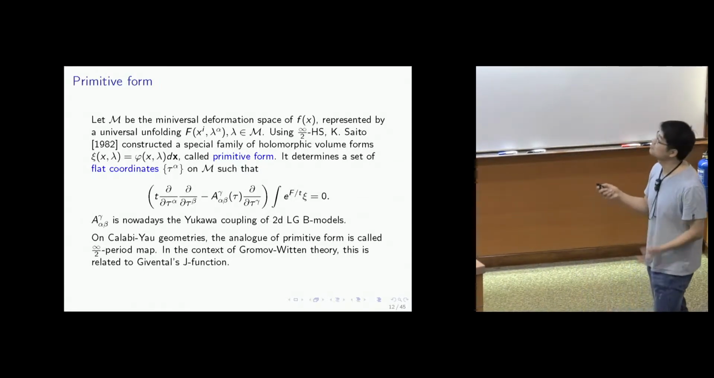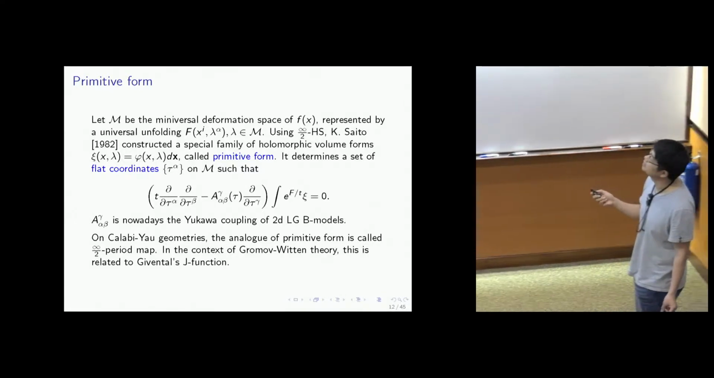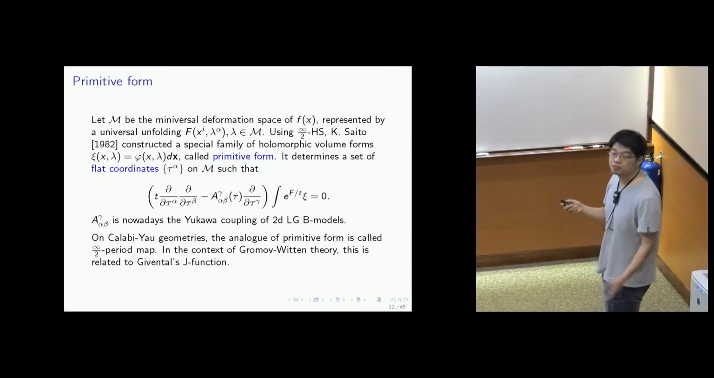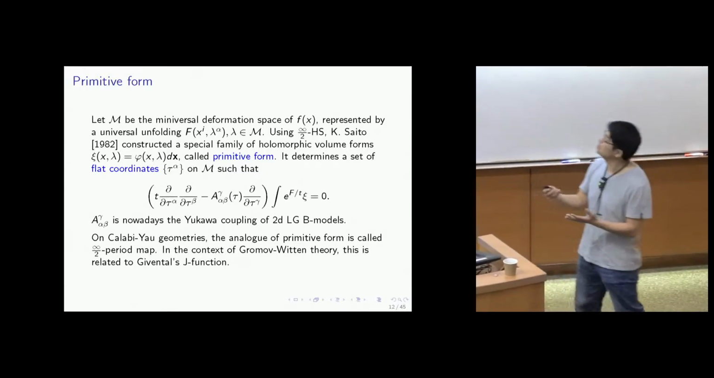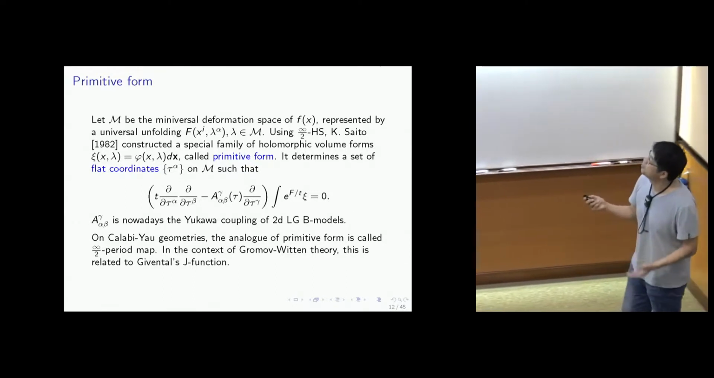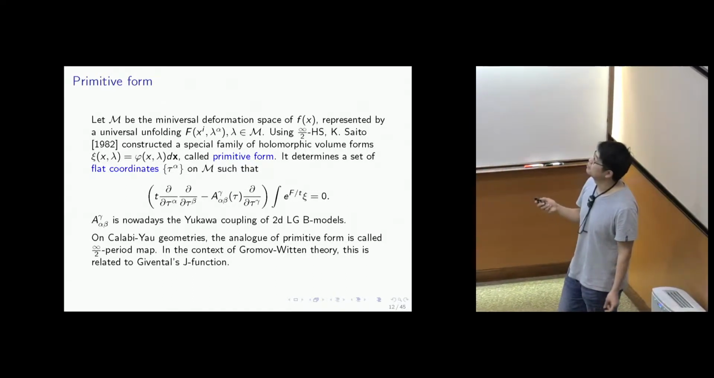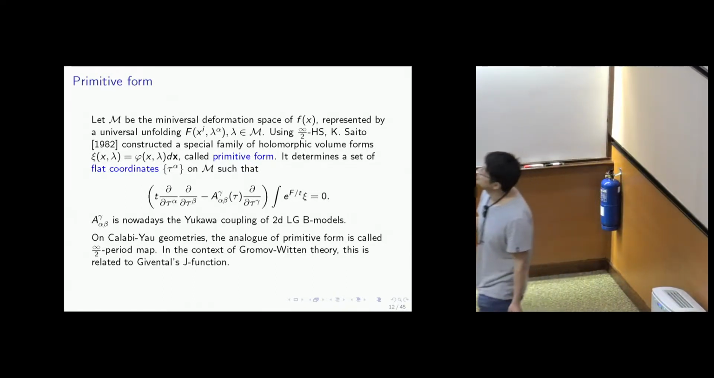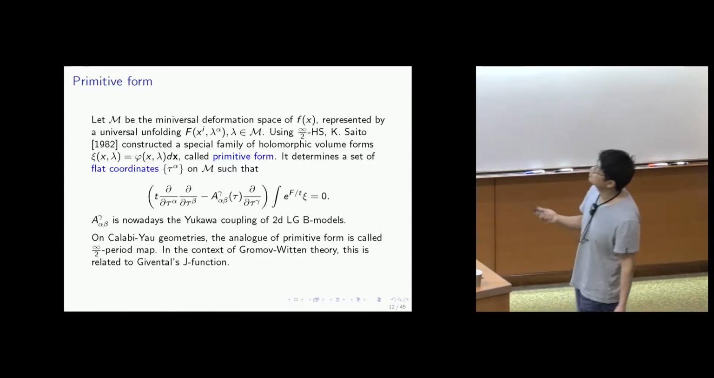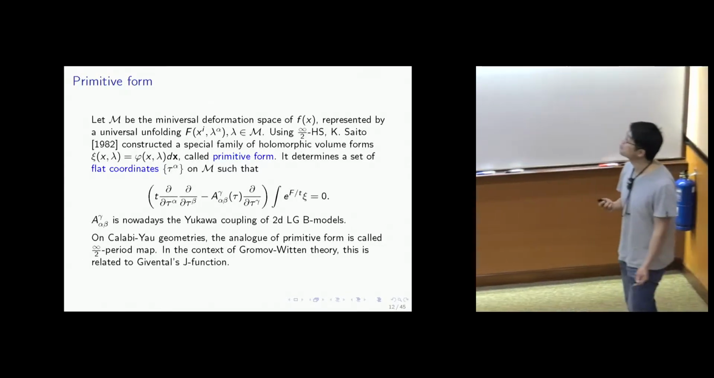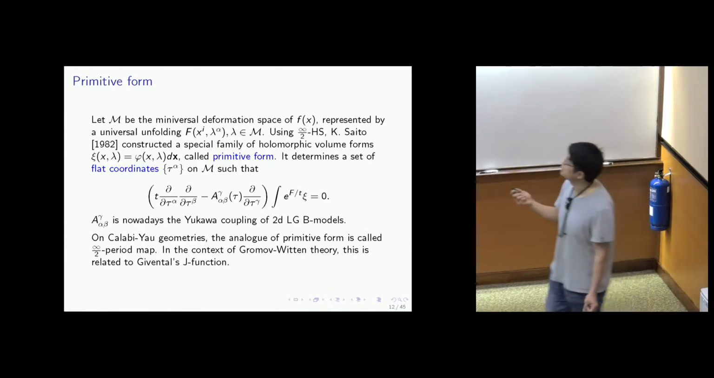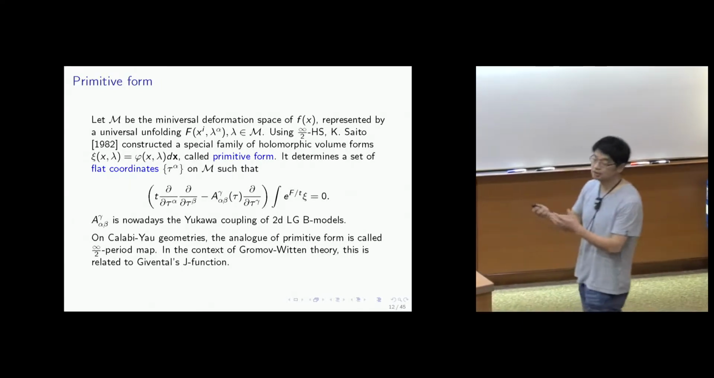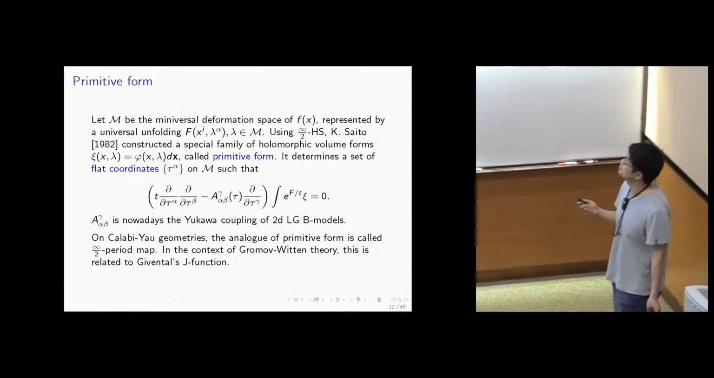holomorphic volume forms. This is highly non-trivial, actually. It's called a primitive form. Its construction is rather involved and fully uses the semi-infinite Hodge structure, but it determines a set of flat coordinates satisfying quantum differential equations. And this has nowadays become the coupling for these 2D Landau-Ginzburg B-models. Originally, this construction was purely algebraic and analytic, using purely the semi-infinite structure.